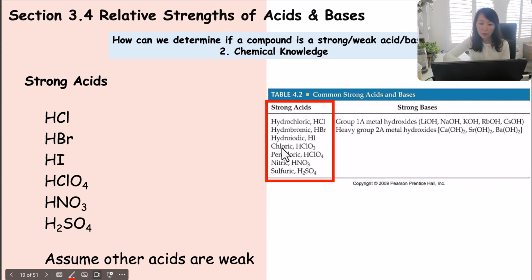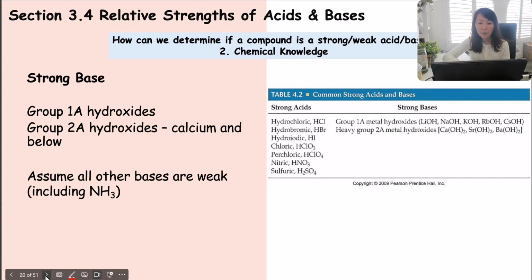The only note here is that I want to indicate that there is no HF. A lot of people think that because Cl, Br, and I fall under the halogens, they automatically assume that HF is a strong acid, but this is not the case. This is actually a weak acid. So having this reference sheet handy will let you know if you have a weak acid. If it doesn't fall under here, then it must be weak. If it does, then it is a strong acid. And that goes the same for base.